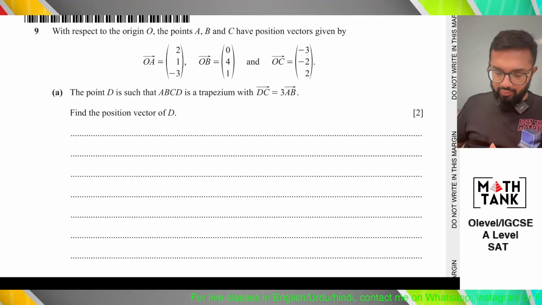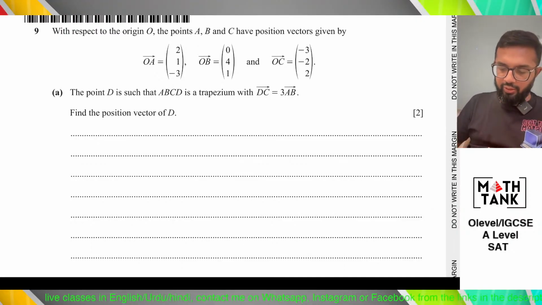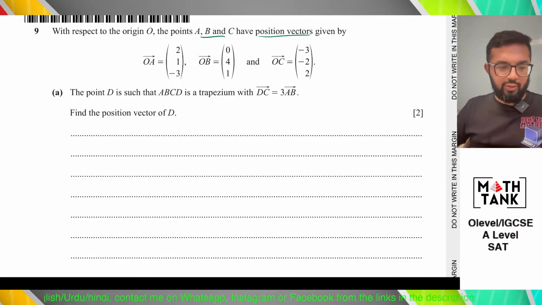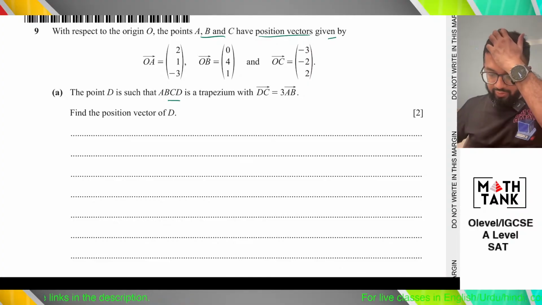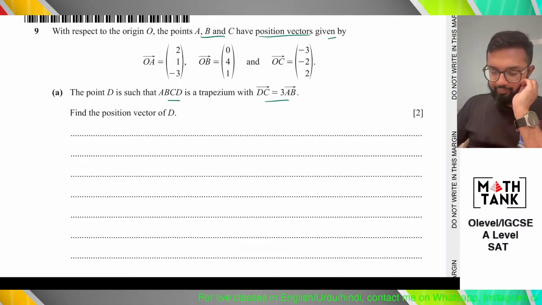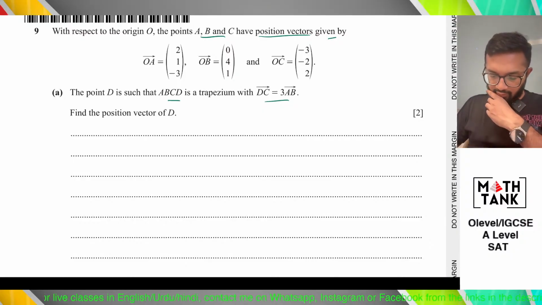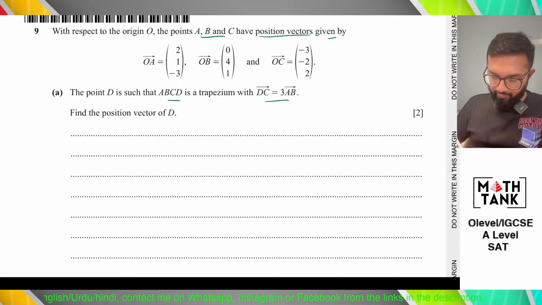Question 9, vectors. This says with respect to the origin O, the points A, B, C have position vectors this. The point D is such that ABCD is a trapezium with DC equal to 3 times AB. Find the position vector of D. Okay, DC is 3 times AB. I think that's a simple question.